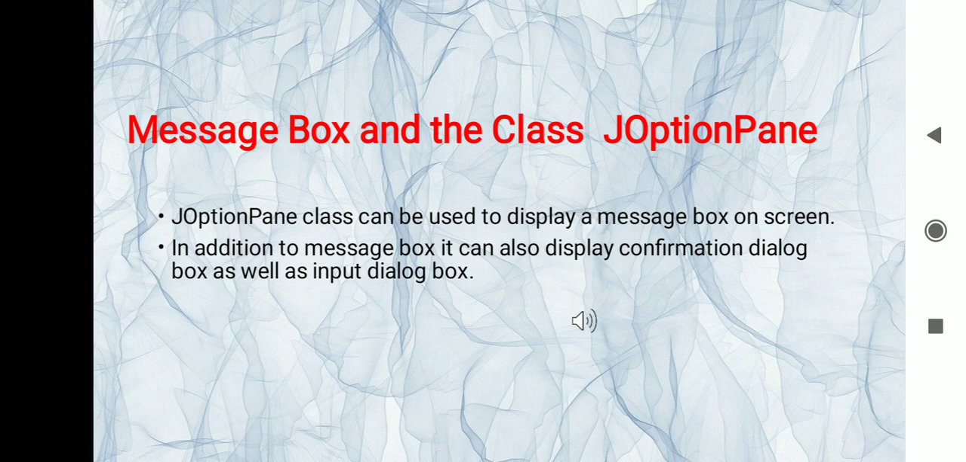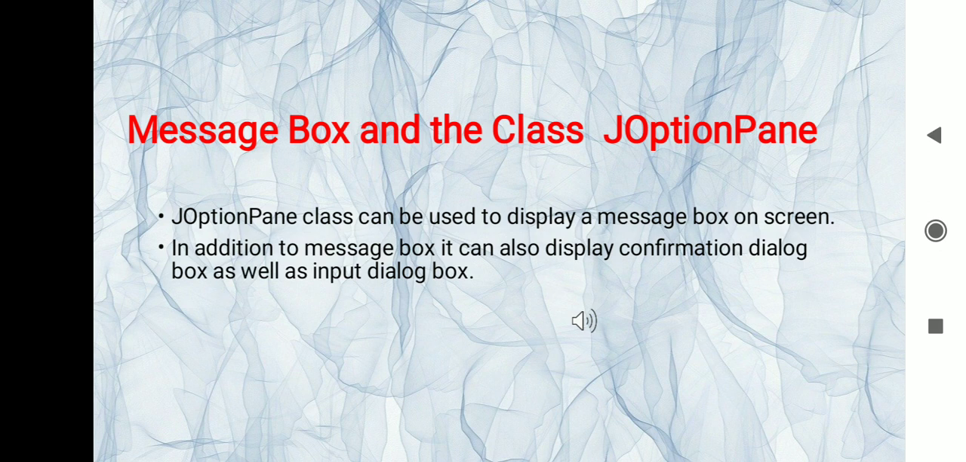The next type of control is the message box. Message boxes are used to display warning, confirmation, or error dialog boxes in GUI applications. There is a class in Java which represents the message box, and the name of that class is JOptionPane. So it is the JOptionPane class which can be used to display a message box on the screen.